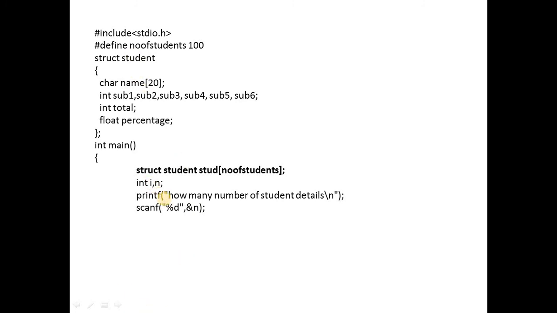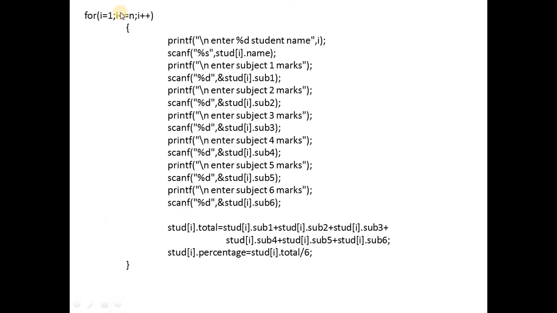Now we have to take the values for each and every student. So every student, that's why you have to go for a loop. So for i is equal to 1, i less than or equal to n, i plus plus. We ask to enter the student name. Student of which student, first or second? That belongs to i is equal to 1. That's why we have written i. First time it will be 1, second time it will be 2. In this way you are reading all 6 subject marks, and calculating the total.